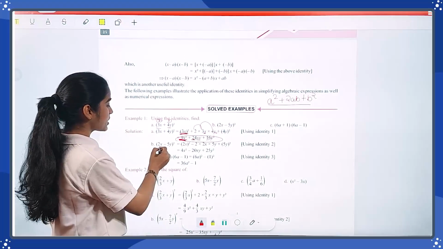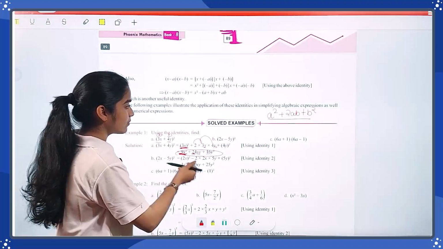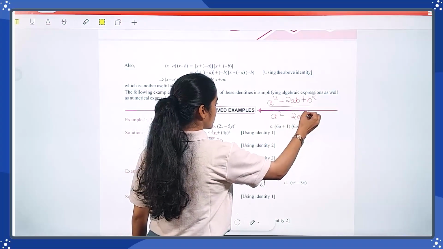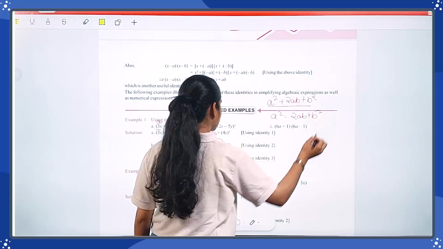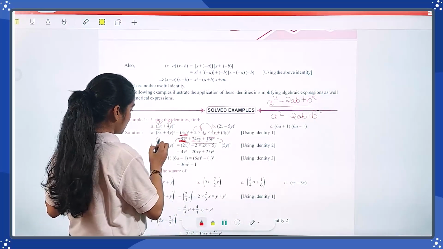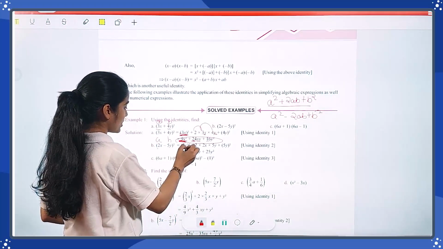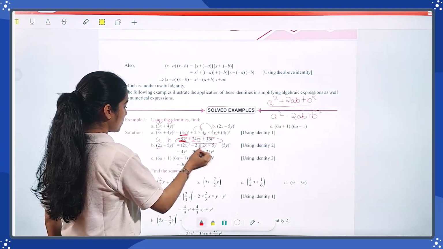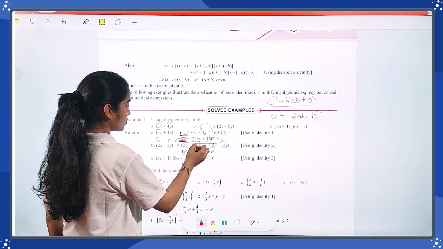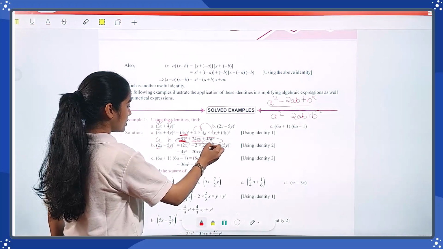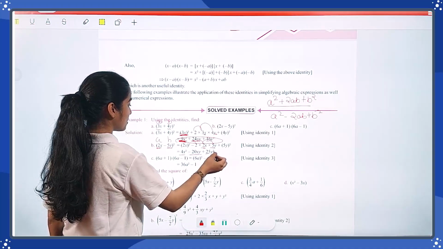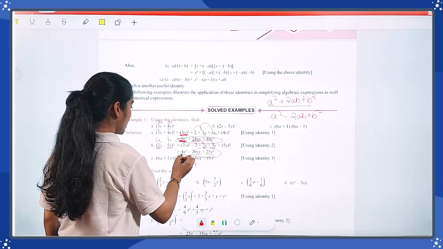Now we have 2x minus 5y square. The identity for this is a square minus 2ab plus b square. This is your identity. So now a is this, b is this. So 2x square is 4x square. 2 multiplied by a, which is 2x, multiply b, which is 5y. So 2 2s are 4, 4 5s are 20. So minus 20xy, then 5 square is 25. y multiplied by y is y square. This is your final answer.